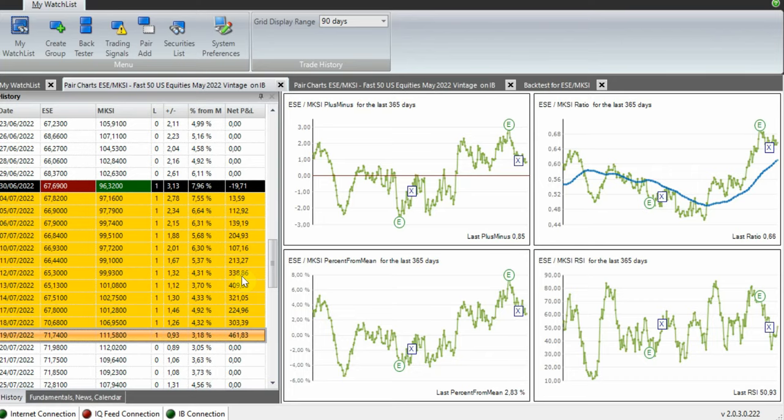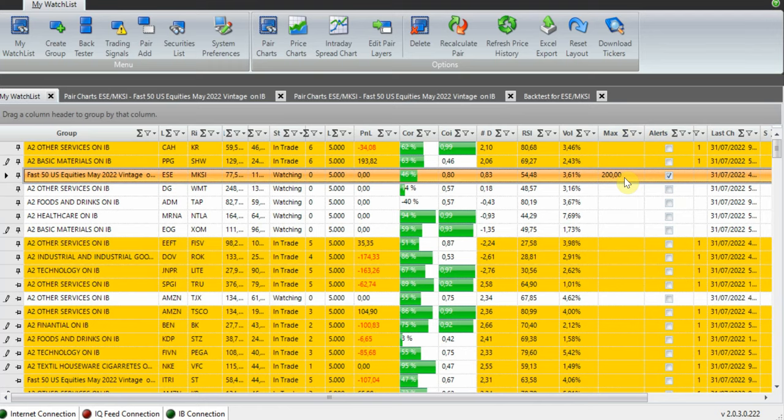The way we are gonna do it is by setting up the alerts field here, mark it with a tick in order that if the system detects that the P&L of the trade goes below $200, it will send us an alarm via an email and a sound. So if that happens, then we should immediately exit the trade. This is basically setting up a trailing stop.